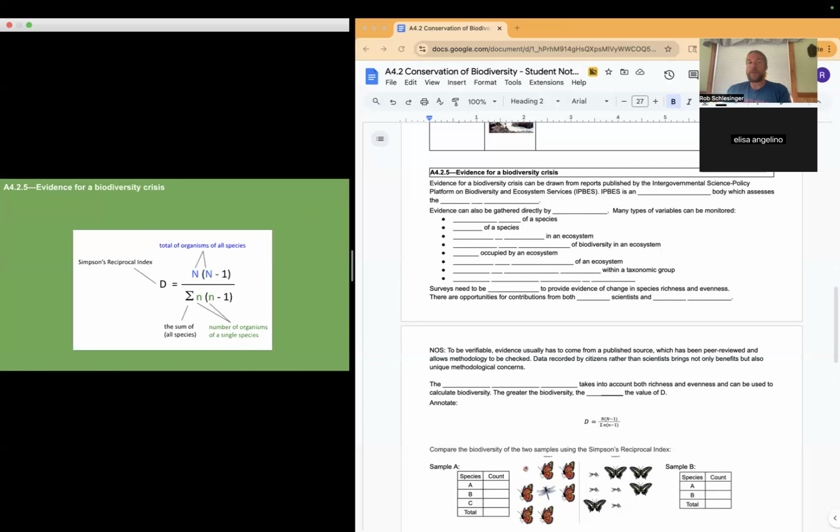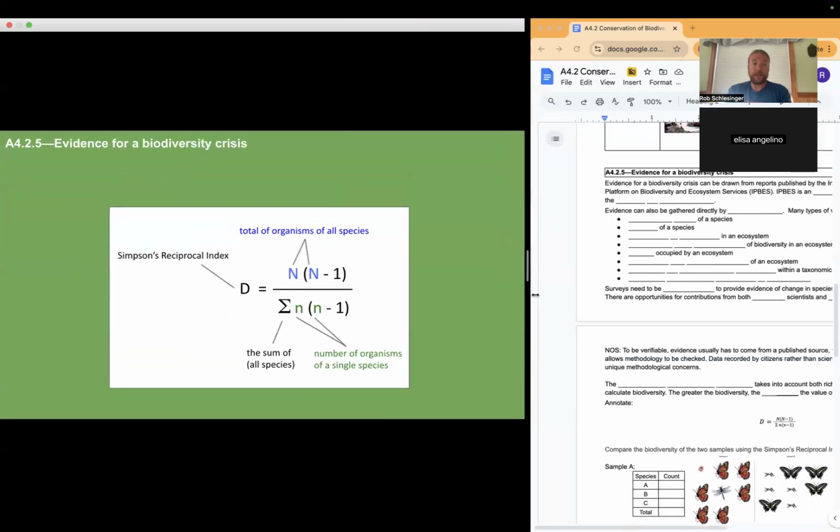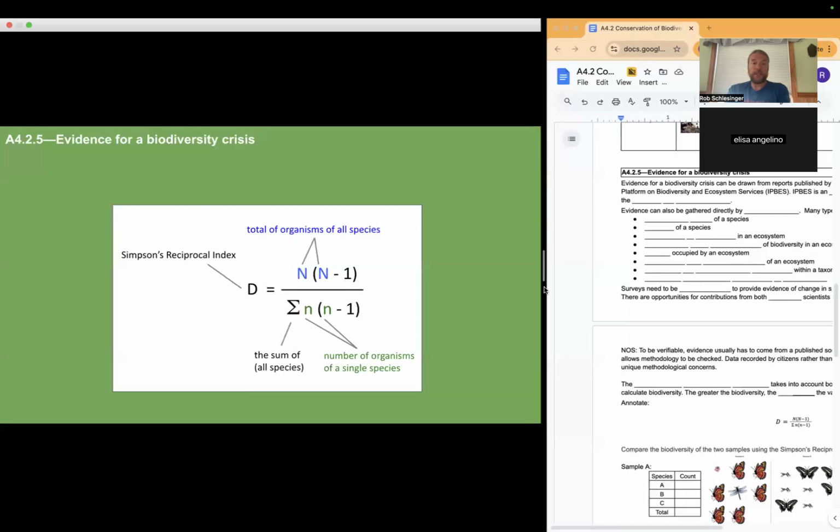Okay, so now we're going to do a little bit of math, but I promise this is not particularly tricky math. And as I said before, this is our friend, the Simpson's Diversity Index. And there's no relationship here to the television show. I'm sure an ecologist with the last name of Simpson developed it.